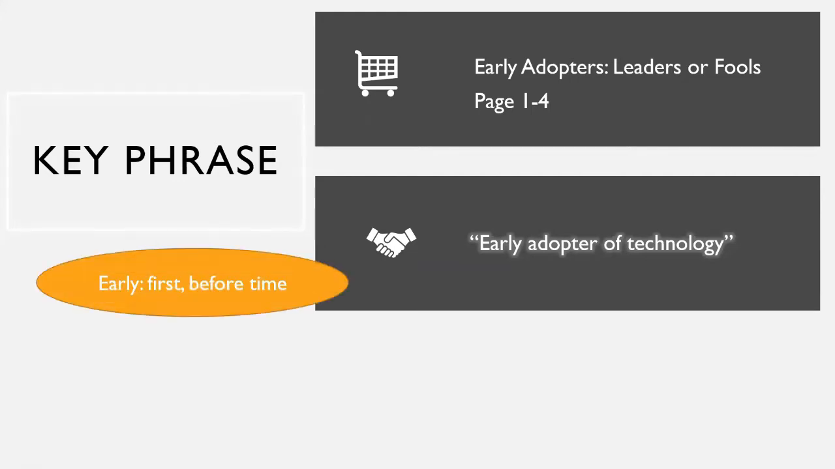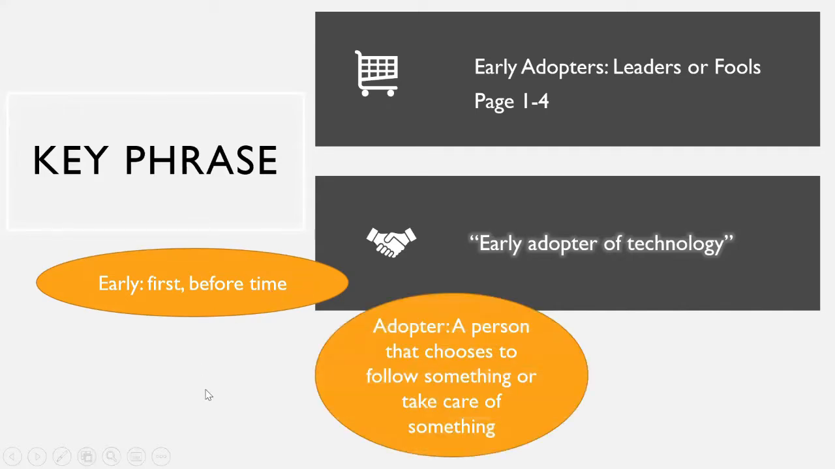So the first term is early. Early means first or before time, okay? And then the second one is adopter. This is a person that chooses to follow something or take care of something. Another example of an adopter is when you get a new cat or a new puppy, even a rabbit or a goldfish, you start taking care of it, right? That is an adopter. You choose to follow something or take care of something.